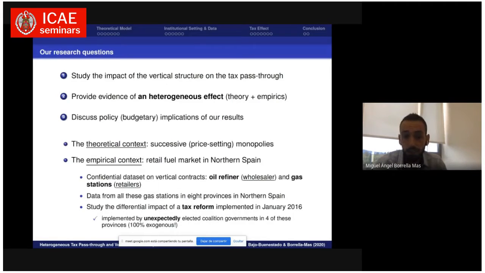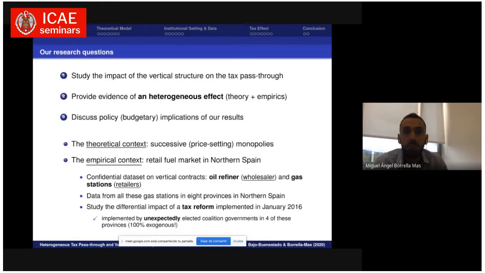It's important to remark that we have access only to one particular brand, which, given that the data is confidential, I cannot tell you. And from the point of view of the consumer, whenever you go to any gas station, you don't know whether this particular gas station from this brand is vertically integrated or not. You go there and you basically see the brand.